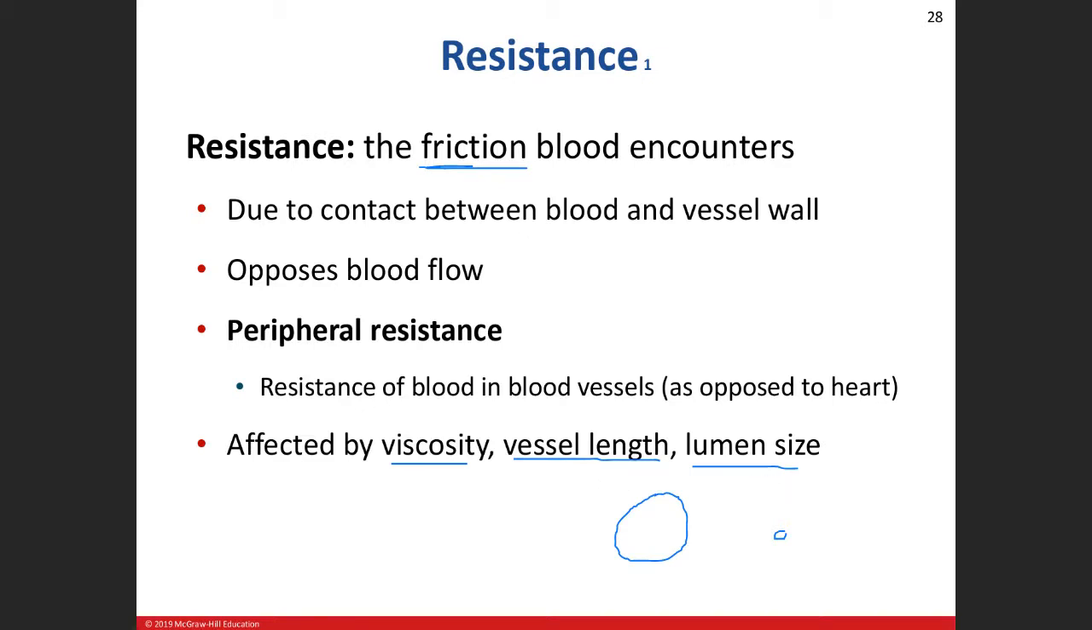So what is our resistance? This is the friction that occurs when the blood contacts the vessel wall. We're going to talk about laminar flow and all that soon here. What it does is it opposes blood flow, so it's going to decrease blood flow. You increase resistance, you decrease the flow. We'll talk about that here in a moment. So this term here, peripheral resistance, talks about the amount of resistance that the blood encounters on the blood vessel wall periphery. I'll draw this horrible picture for you. You're welcome. So when blood is flowing down, here's our blood vessel.